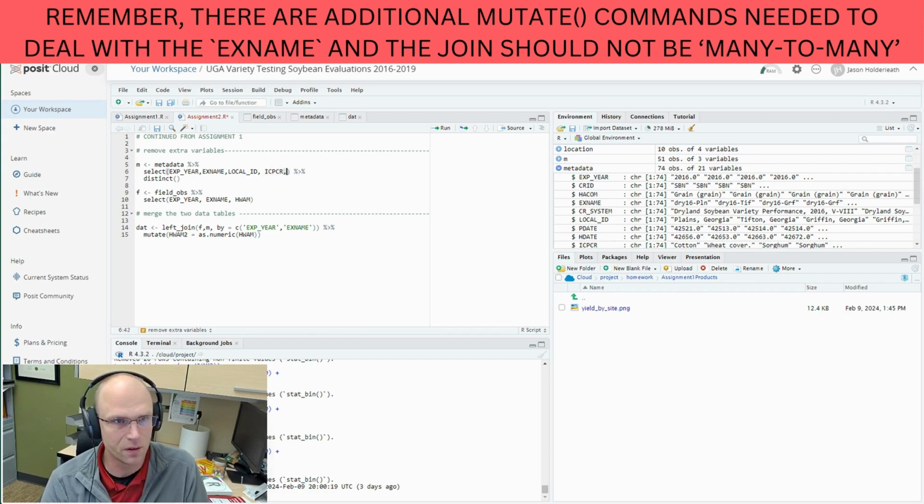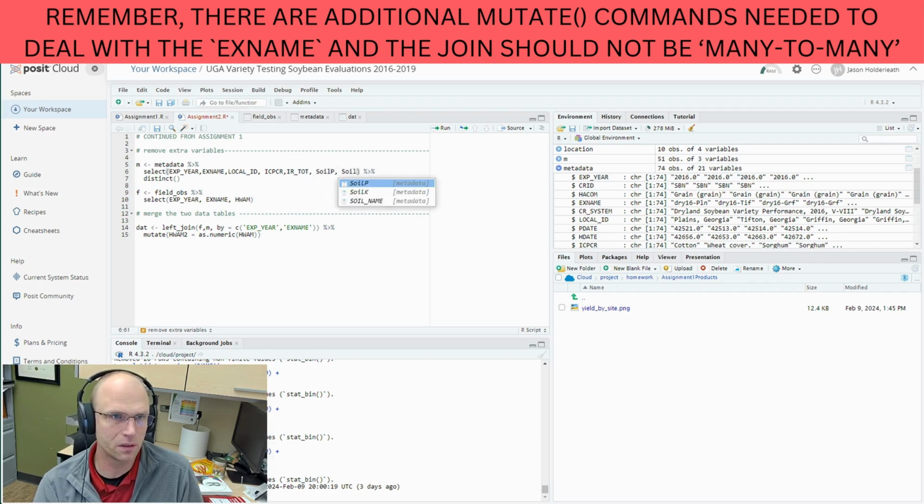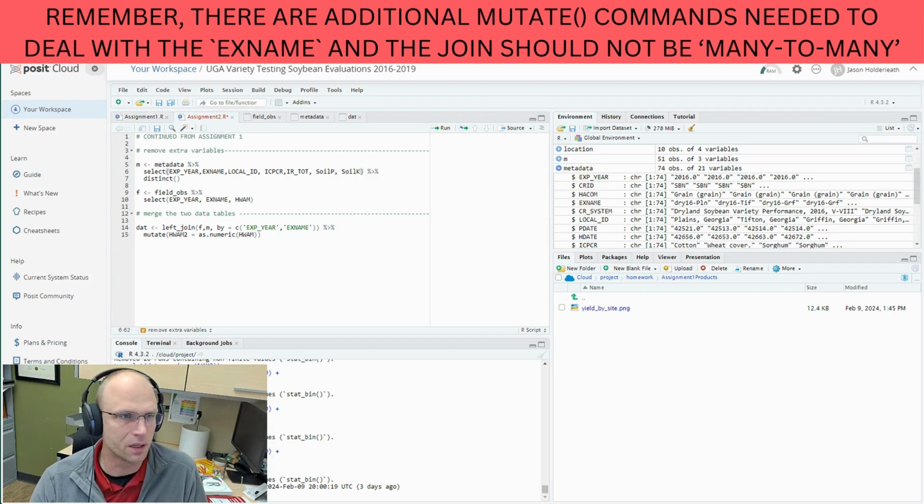Okay, that's there. It prompted us for that. And we need IR_T, irrigation, soil P, soil K. Okay, and then we're gonna again take the distinct and we'll do that.